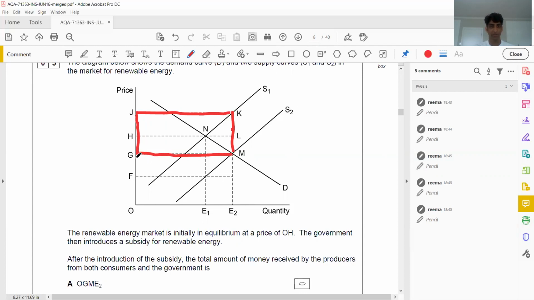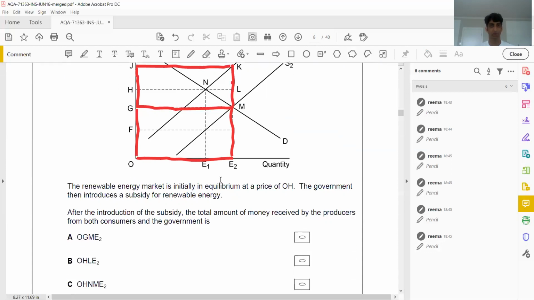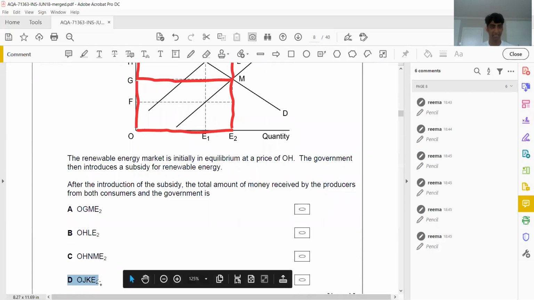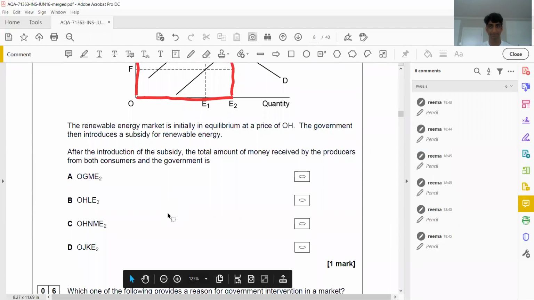Remember what we said about the consumers? The consumers were represented by OGME2. So as a result, this entire area, JKE2O, represents the amount of money that both the consumer and the government combined have given me. So if we look at our choices, OJKE2, the answer is D.